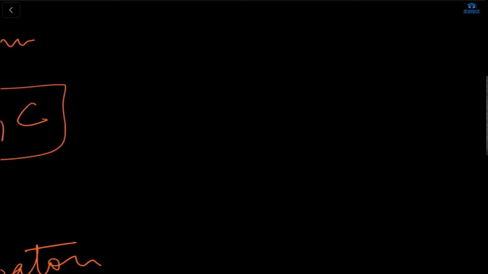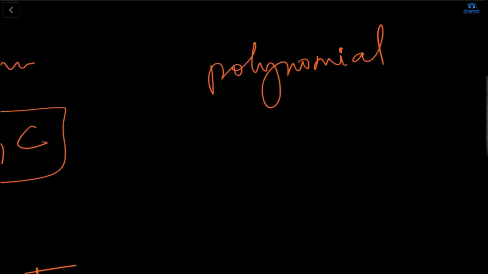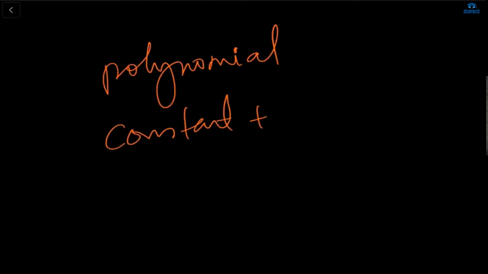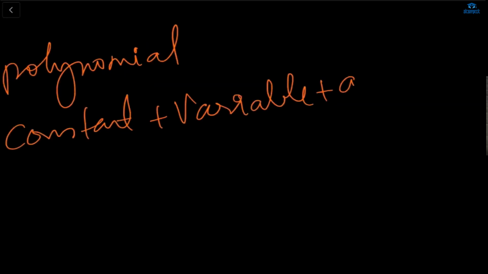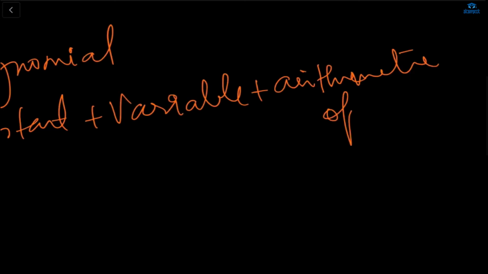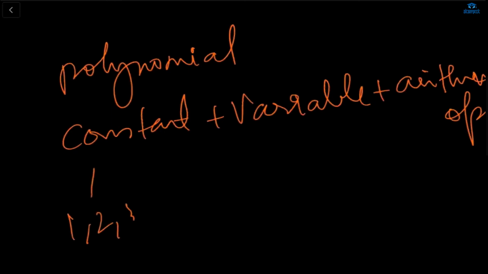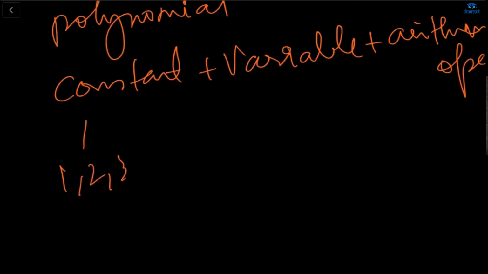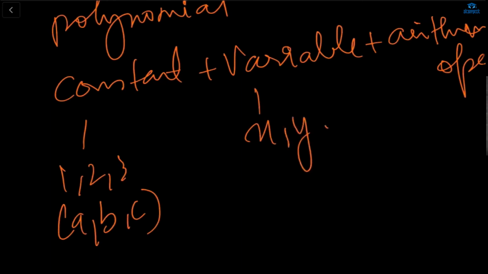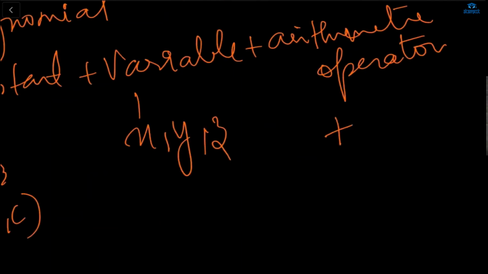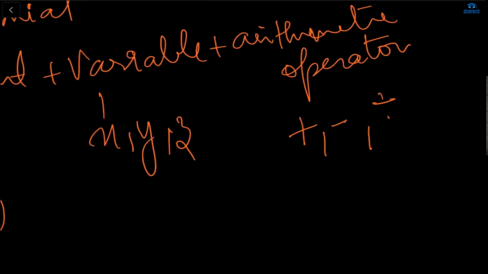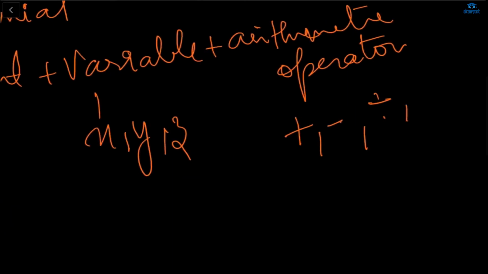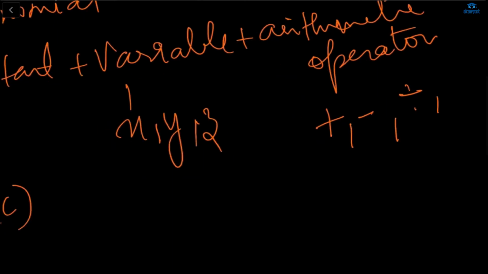Now polynomial you can say is constant plus variable plus arithmetic operations. Constant can be 1, 2, 3, the values, or it can also be denoted as A, B, C. Variables are X, Y, Z, whose values are not known, and arithmetic operators like plus, minus, division, and so on.